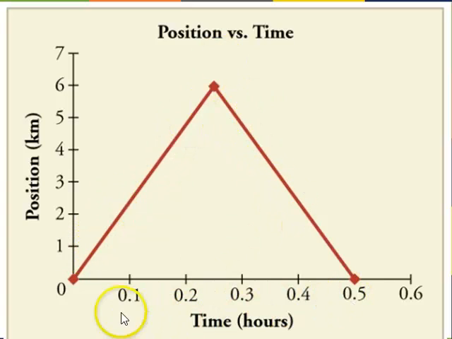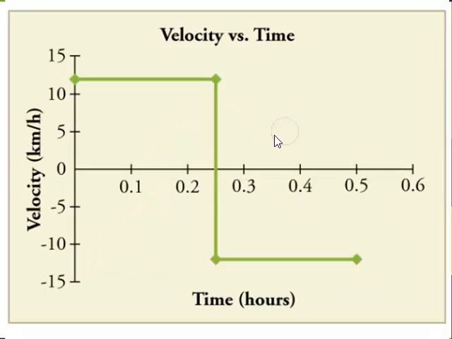So we can actually make a plot of velocity in kilometers per hour versus the time in hours. Let's do that now. Looks like this. So that first part of the slope was plus 12, so the velocity is plus 12 kilometers per hour. And then you suddenly turn around and your velocity becomes negative 12 kilometers per hour as you come back home.